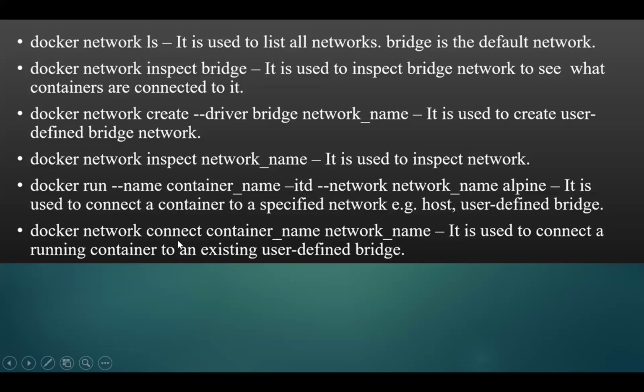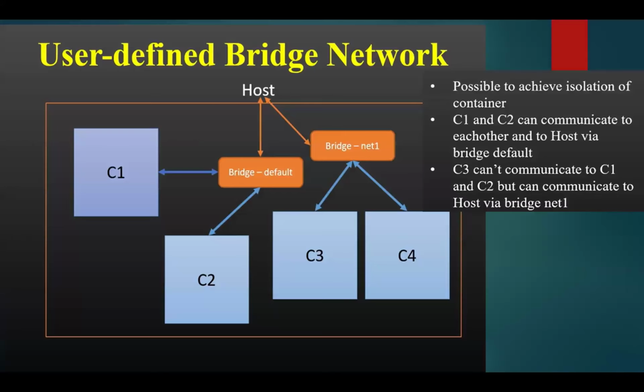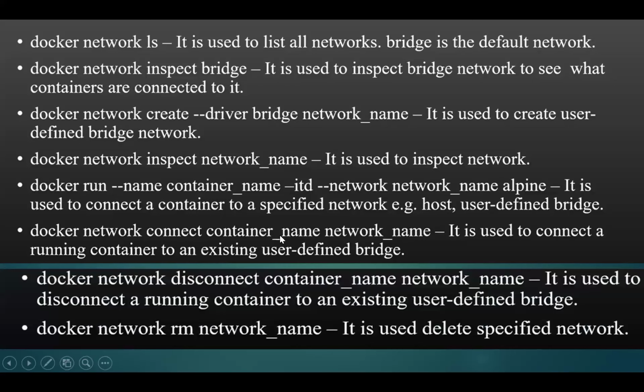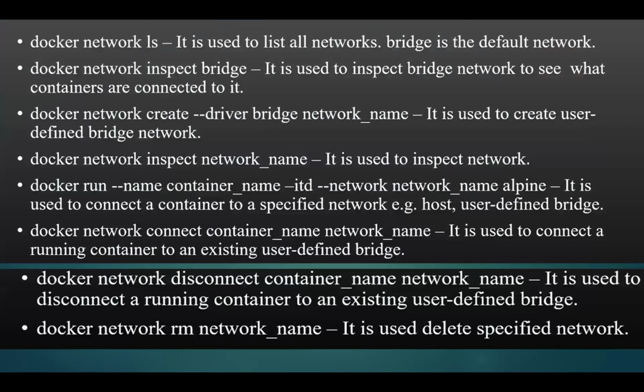Then docker network connect. If I want to connect my container to one of these specific networks, I'll use this connect command, which I just used. You guys see. Any question? Do I have something else? If I want to disconnect, you can use disconnect, or if you want to remove your networks, you just use rm for the removal of your network. Remove, delete. That's it. Any questions?